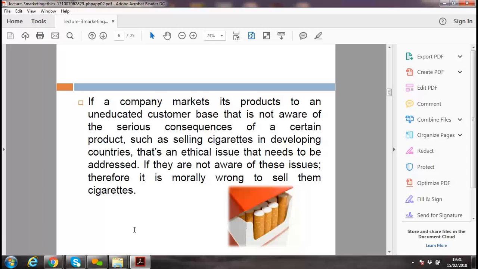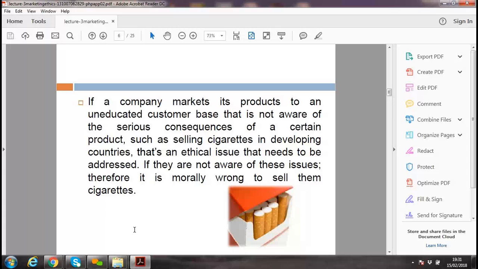That's why in a lot of countries throughout the world, tobacco companies no longer sponsor any sports events. They used to, and sports used to get a lot of money from cigarette companies, but not anymore, because that was ethically and morally wrong, and ethical standards said no. If a company markets its product to an uneducated customer base that is not aware of the serious consequences of the product, such as selling cigarettes in a developing country, that is an ethical issue that needs to be addressed.